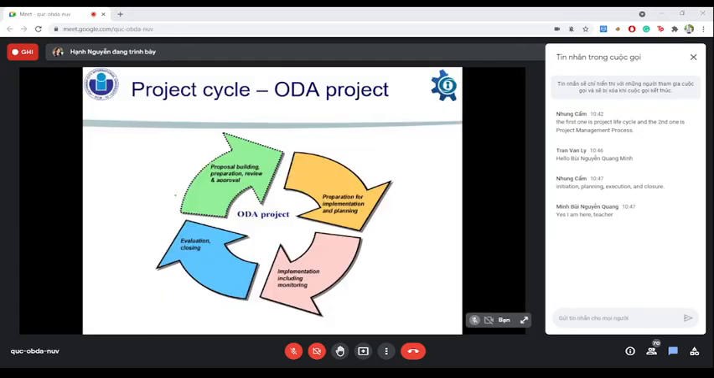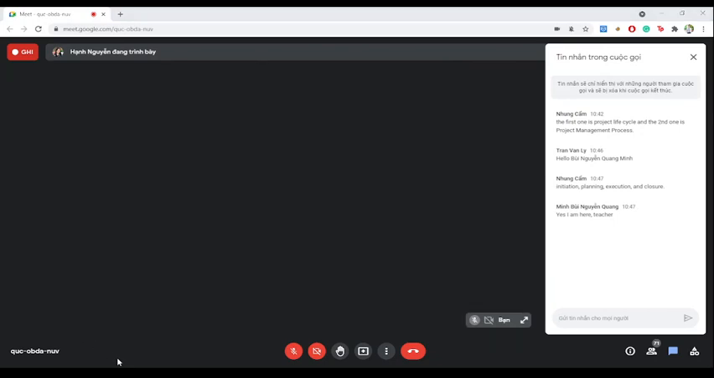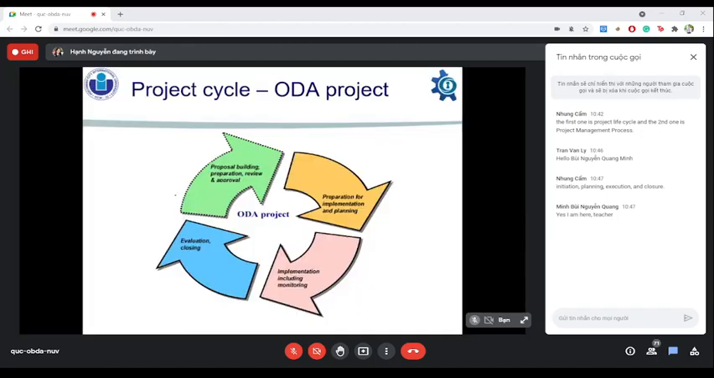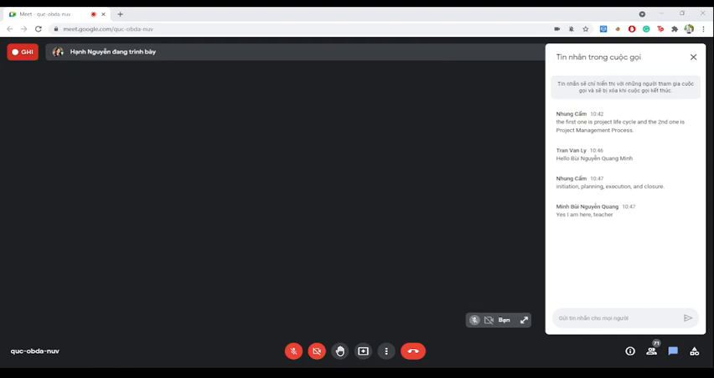Okay. Now, let's take an example to understand these two methodologies. Okay. So I have a question for you. As I have put in the slide, the four phases of the project life cycle. So who can tell me? Who can tell me the project life cycle of a software development team?